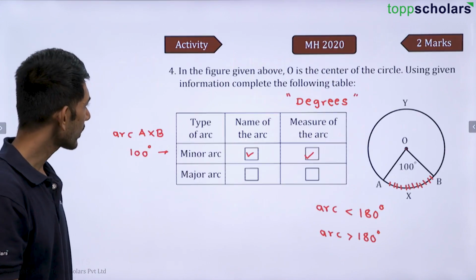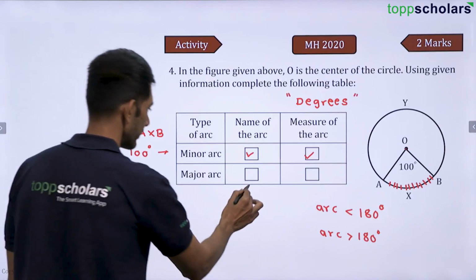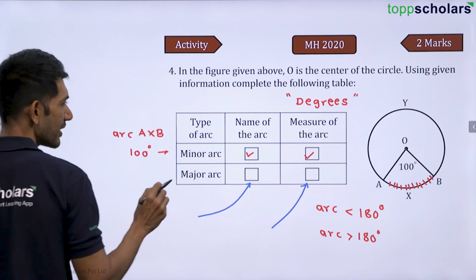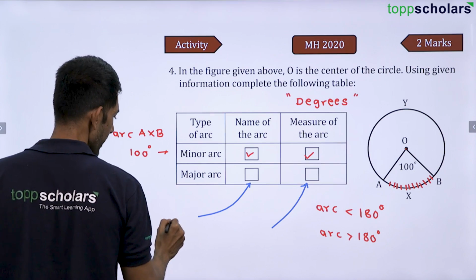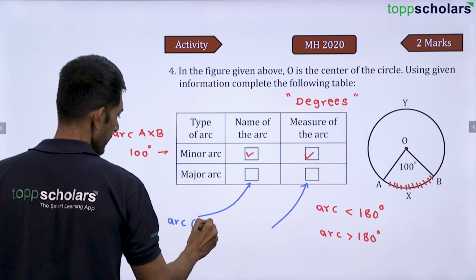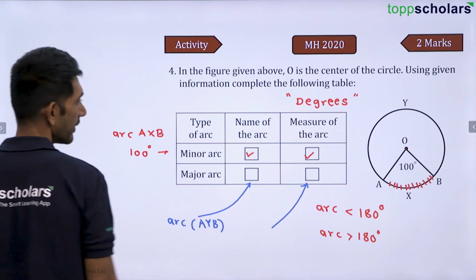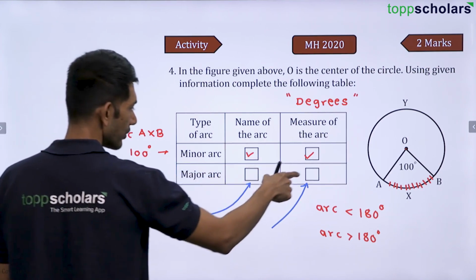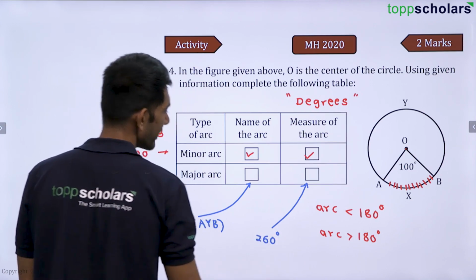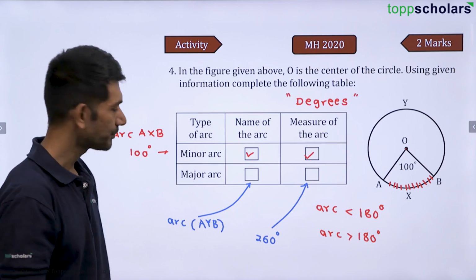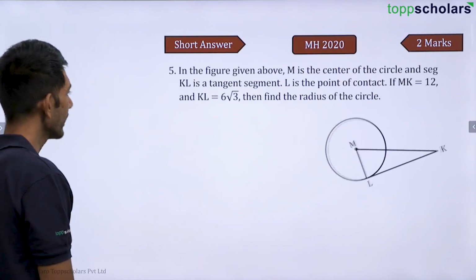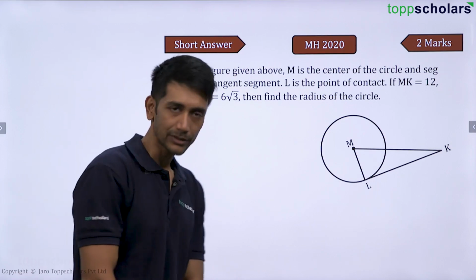So what are we going to write down in the second box? In these two boxes, firstly I'll write down the major arc, that is AYB. So write down completely arc AYB, and also write down its measure, which is 260 degrees. Correct? Perfect. Let's have a look at a new figure now and a new question, of course, along with the figure.